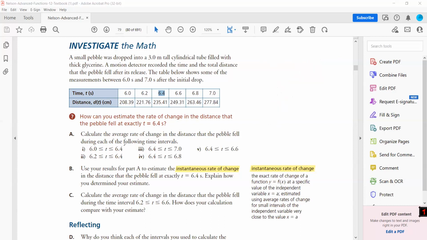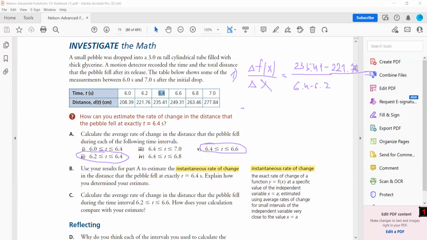So let's evaluate a few average rates of change and see how our estimate complies with them. Let's say for the first interval we're going to take 6.2 and 6.4, and for the second interval we're going to take 6.4 and 6.6. In this case, the average rate of change would be as follows. f of x2, for example, would be at 6.4 seconds, subtract 6.2 seconds, and the 6.4 value is 235.41, subtract 221.76.